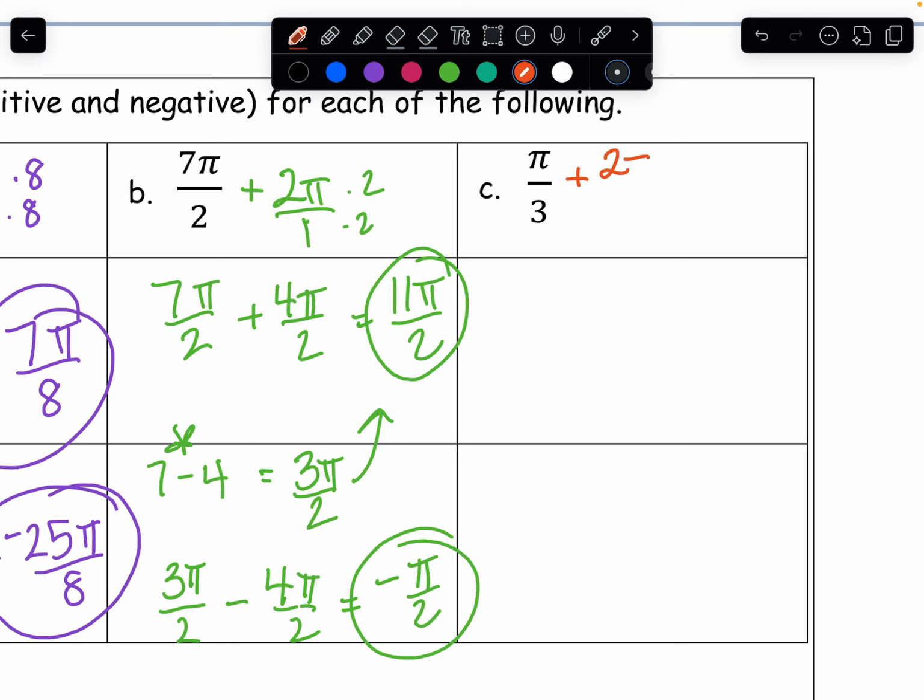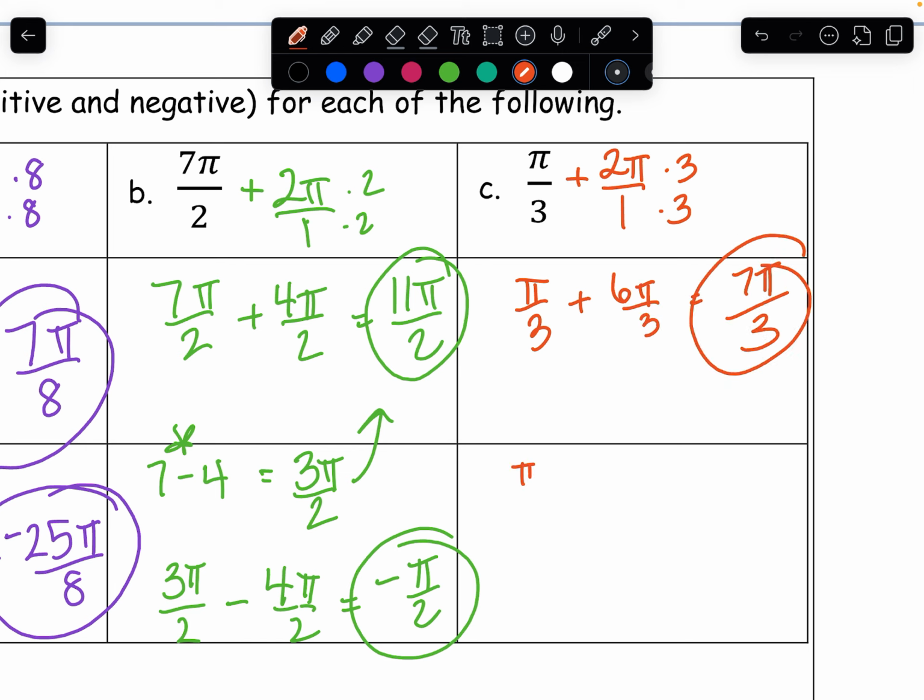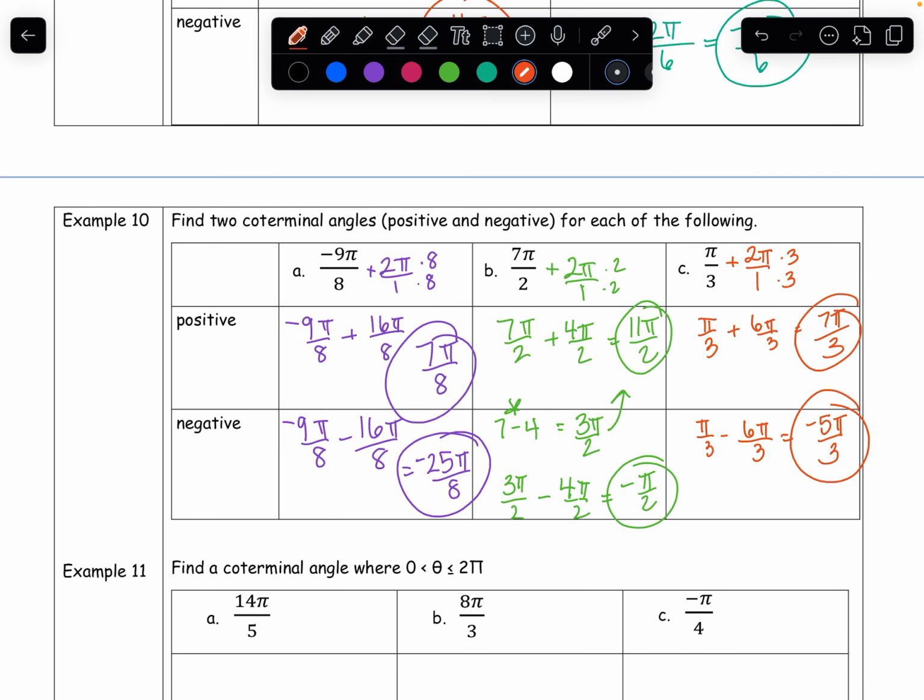So I'm going to add 2 pi. I'm going to multiply the top and bottom by 3. So we get pi over 3 plus 6 pi over 3, which is 7 pi over 3. And I'm now going to subtract that 2 pi, which again is equivalent to 360, to get negative 5 pi over 3. And there's our coterminal angles.